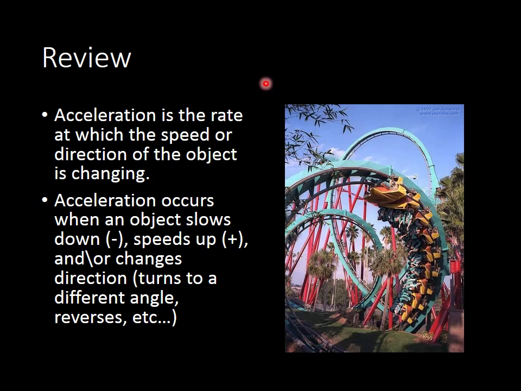So, to review, remember that acceleration is the rate at which speed or direction of an object is changing. So, when we look at something like a roller coaster, there's lots of changes in direction, different changes in speed because of the hills and the loops in it, and we see lots and lots of different types of acceleration here. Now remember that acceleration occurs when an object slows down, and we say that's in the negative direction, or when it speeds up, and we say that that's in a positive direction, or it could just remain the same speed but change direction, maybe turn to a different angle or reverse or something like that.